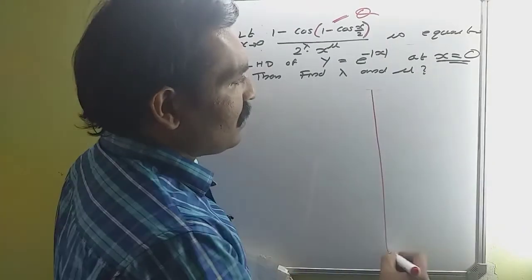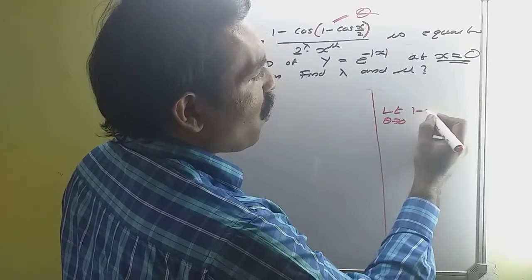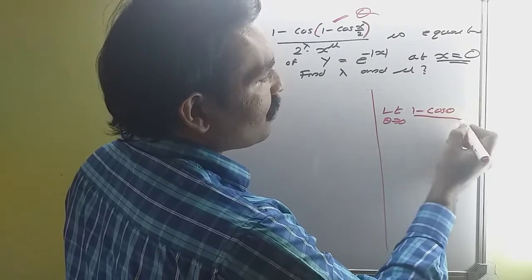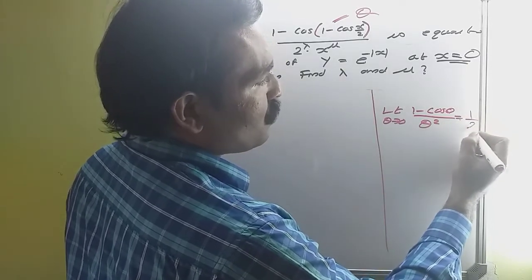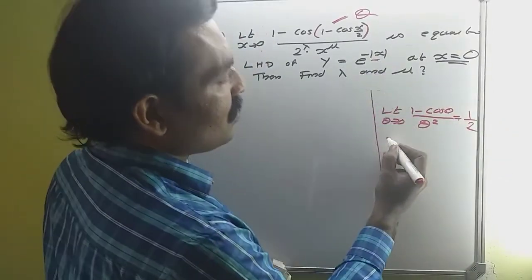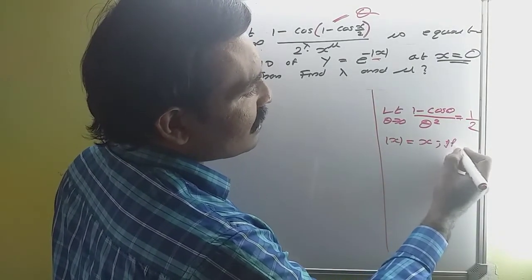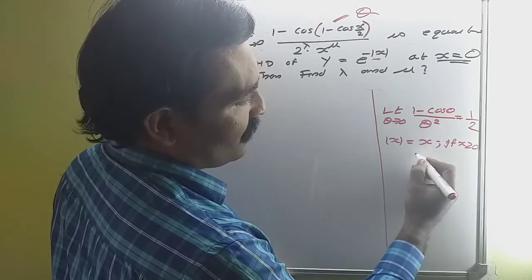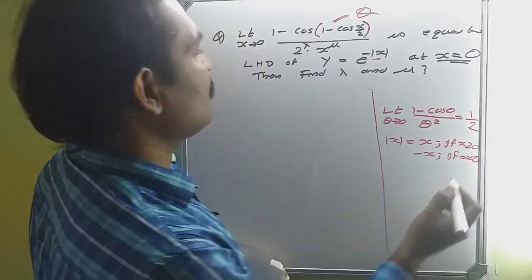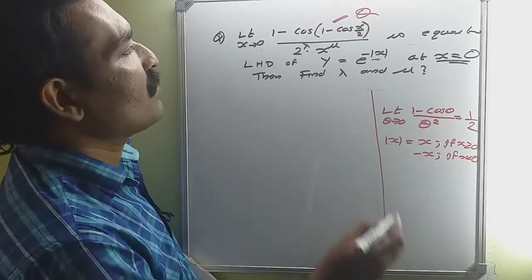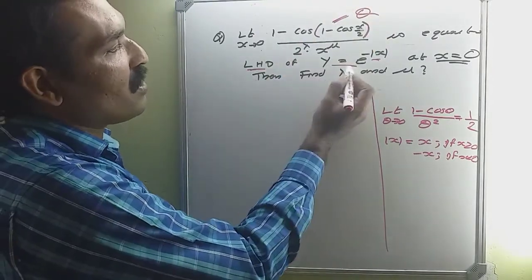Now the standard limit: the limit as theta tends to 0 of (1 minus cos theta) by theta square is equal to 1 by 2. And here is mod x. Mod x is equal to x if x is greater than or equal to 0, and equal to minus x if x is less than 0. Okay. Now, the value of this limit is equal to the LHD of this function.